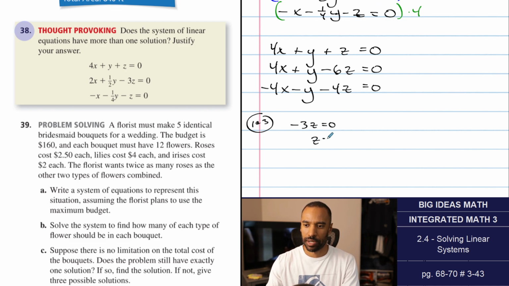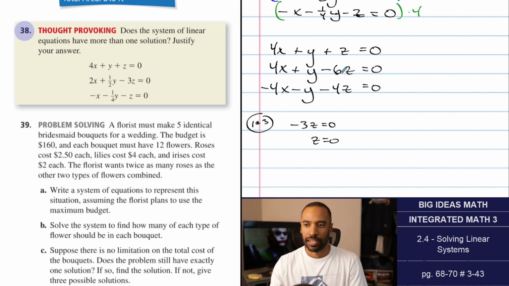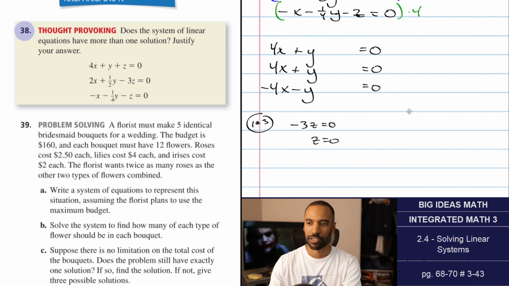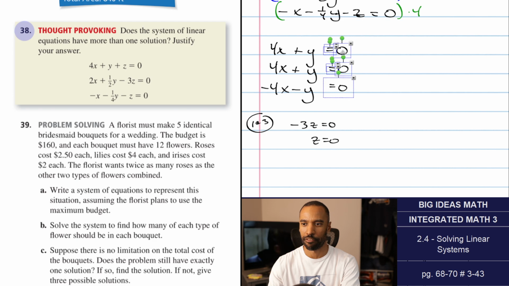You know what? Actually, I don't need to do what I said I was going to do there. I don't need to now combine these two to solve that z equals 0 once again. Let's just substitute. If z equals 0, let's get rid of these. Now we have this system. So look at the system now. Now the system says 4x plus y equals 0, 4x plus y equals 0. We can ignore that.